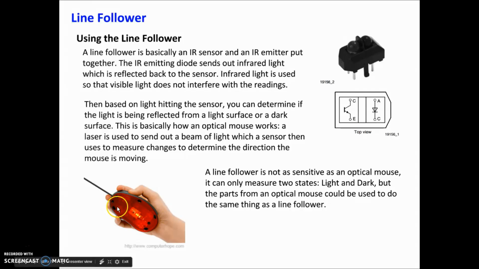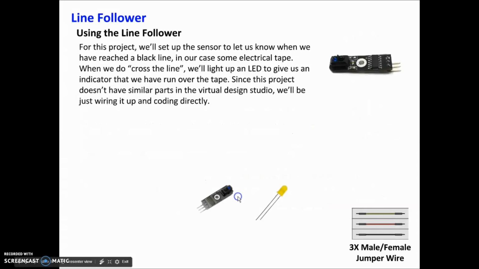Now an optical mouse of course uses a laser so that it gets a more refined signal. But with our line follower we can only measure two states, either light or dark. It doesn't quite work the same as an optical mouse. So we couldn't use our line follower here as an optical mouse.